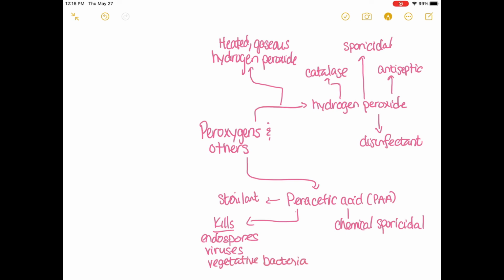Benzoyl peroxide is the main ingredient in medications for acne. Ozone is a highly reactive form of oxygen. It is used in place of chlorine in the disinfection of water.